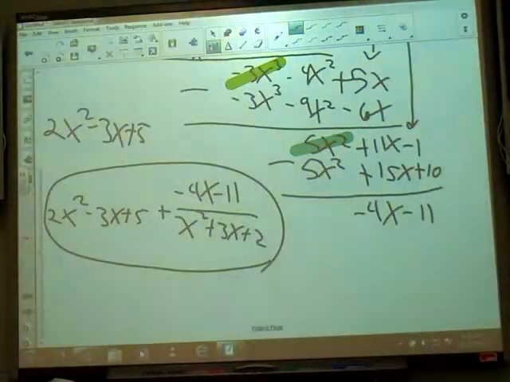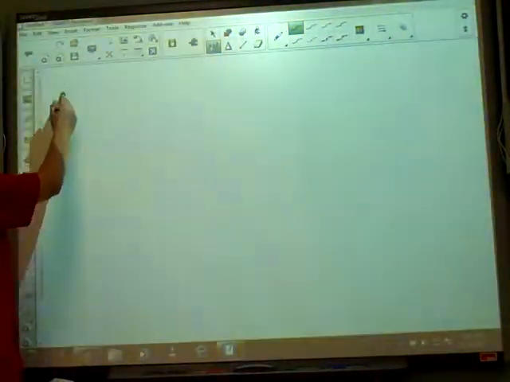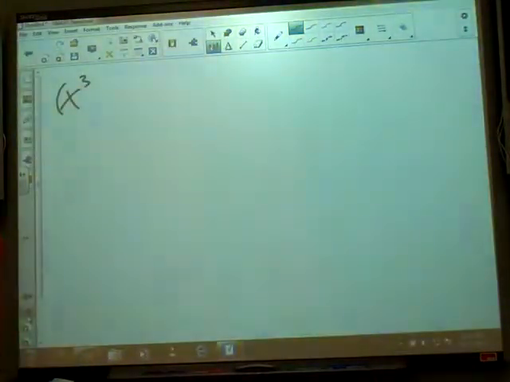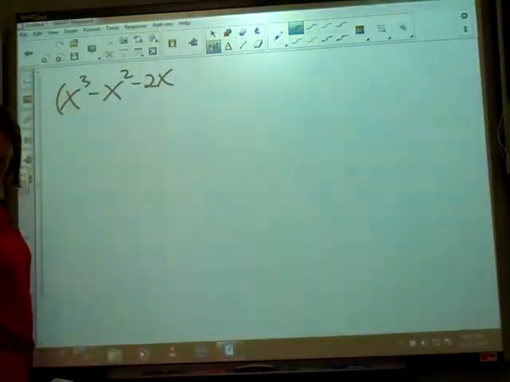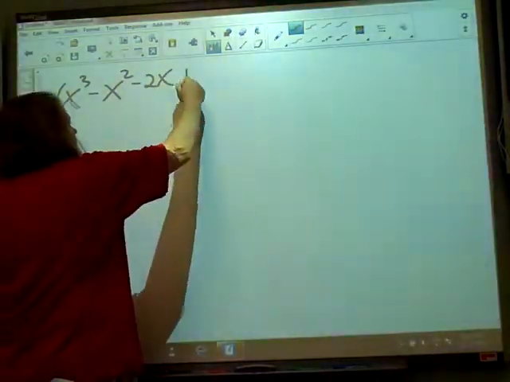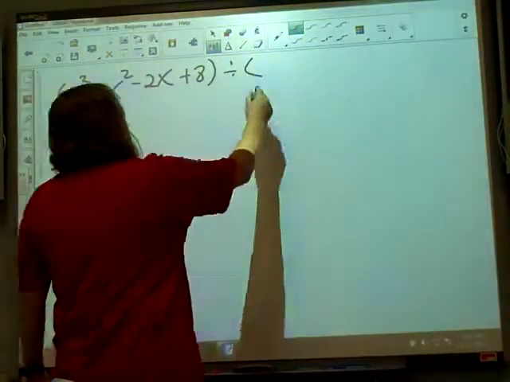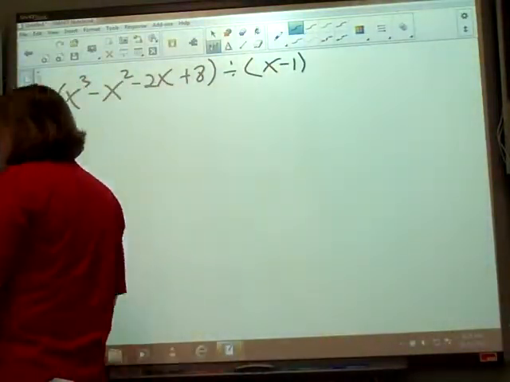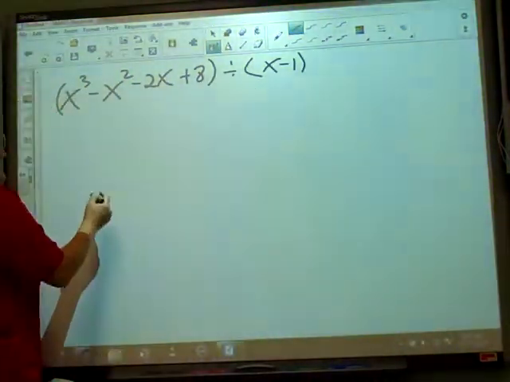Alright, we ready to try another one? This one I've got x cubed minus x squared minus 2x plus 8. Told to divide that by x minus 1. When what we're dividing by is smaller like that, it's easier. X minus 1 is just a binomial, so there'll be a few less steps on this one. What we're dividing by goes outside our box.